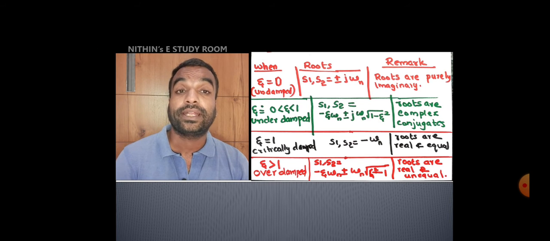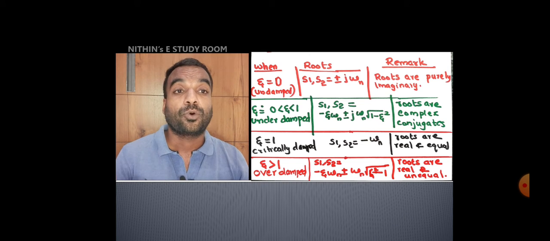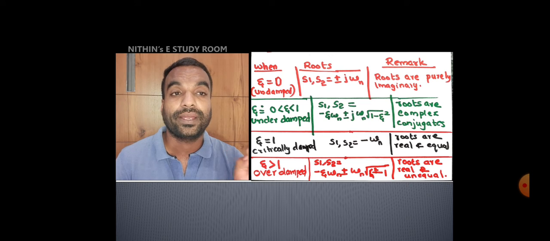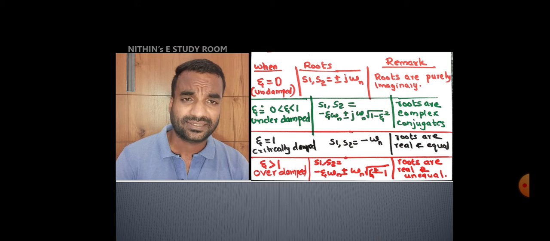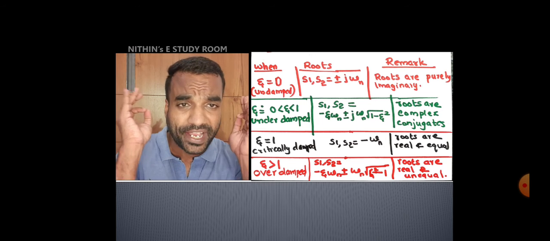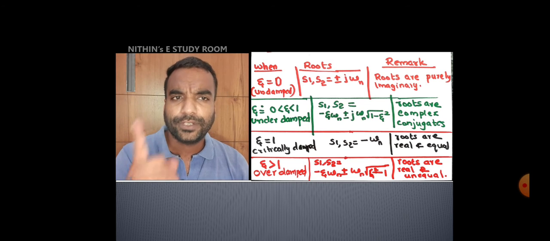And if you substitute eta equal to 1 in that S1, S2 equation, you will get poles S1, S2 as minus omega n. Both roots are minus omega n. So both roots are real and both roots are equal. Okay. So if you are getting two equal roots, minus 2 and minus 2, or minus 3 and minus 3, such two roots are real and equal roots, then you should be able to say the damping condition is critically damped, eta's value is 1.